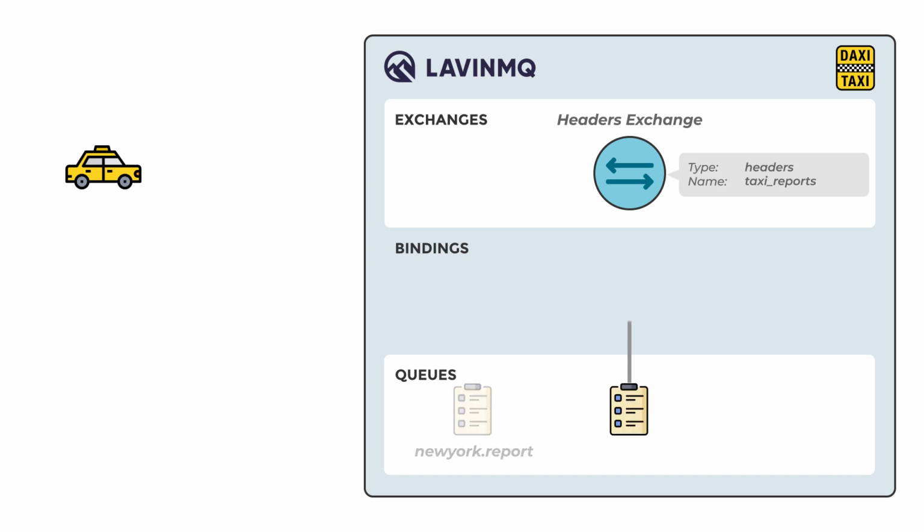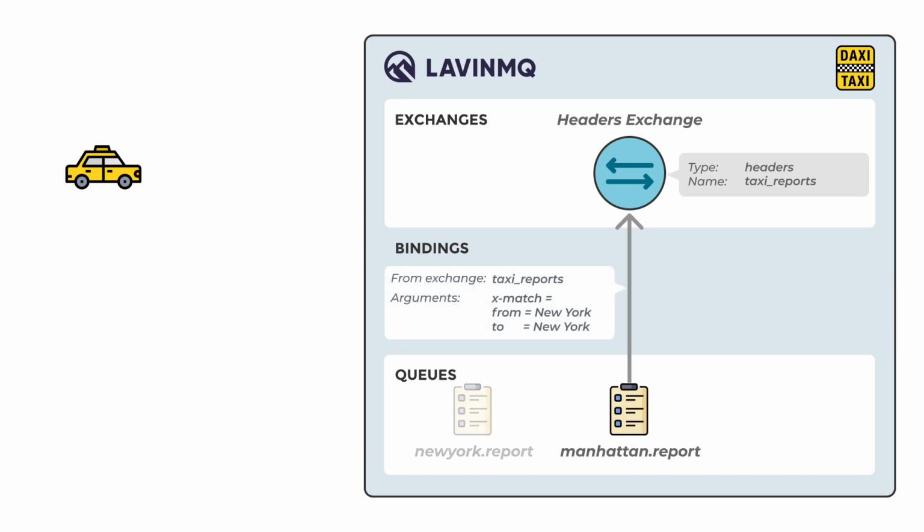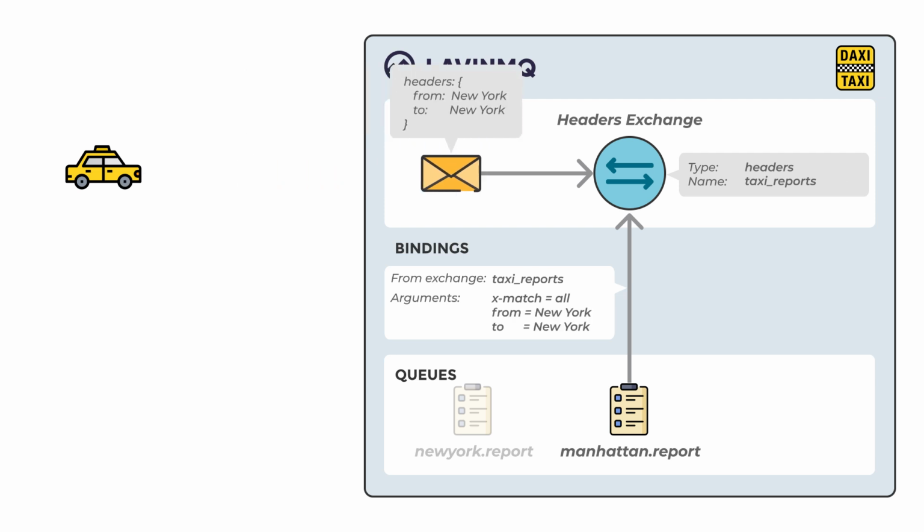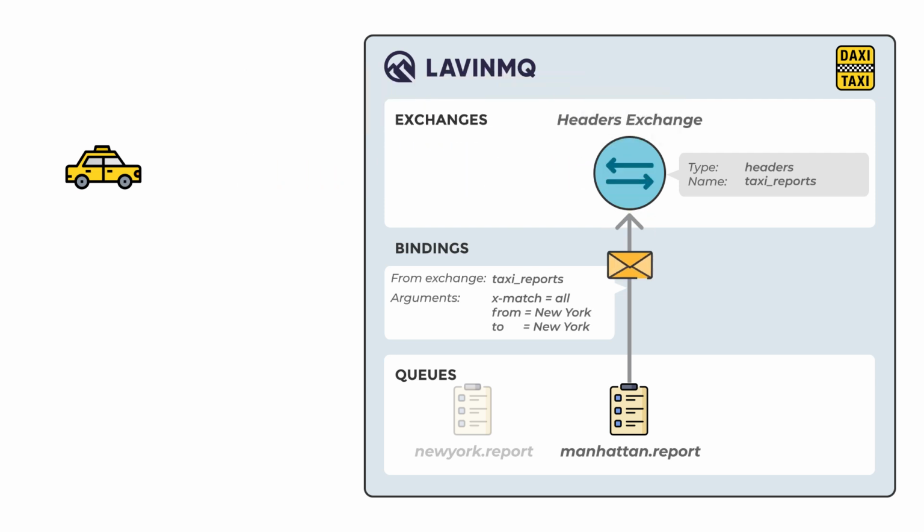Another report may be interested in trips within New York alone. This can be achieved by simply setting the x-match to all. The new report will then only get messages where from and to are both set to New York, trips that never leave the city.